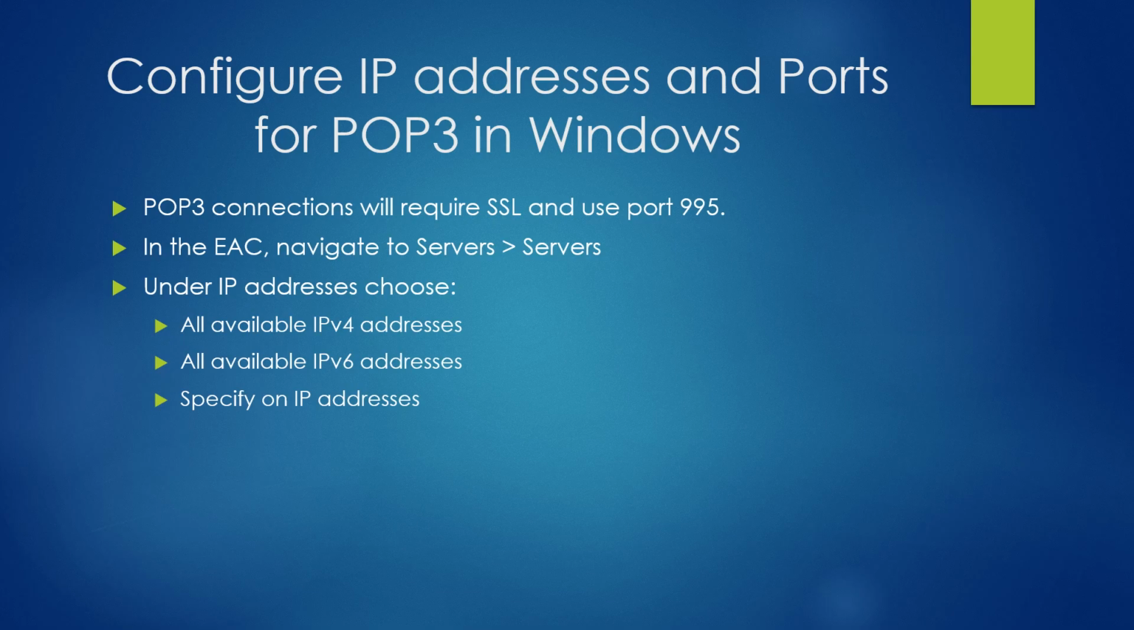Under unencrypted connections, click Add. On the Add IP Address page, under IP address, choose one of the three: all available IPv4 addresses, all available IPv6 addresses, or specify an IP address, which we'll be using IPv4 like we've been using. Under port, enter a port number and then click Save to save your changes.